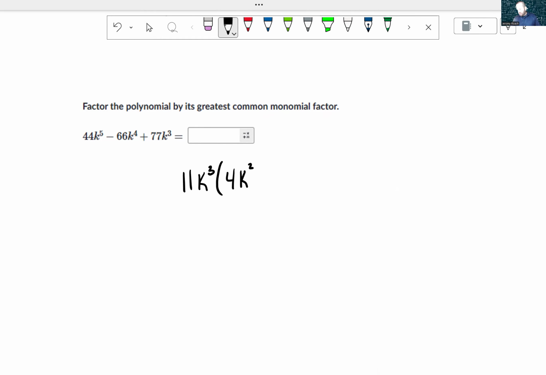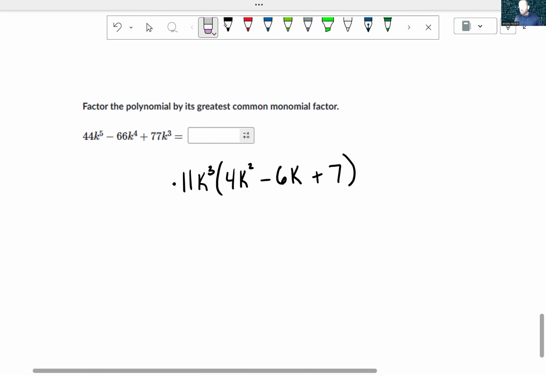squared minus 6k plus 7. And again, we can check this part and see if there's anything more that we could factor out. If there was anything more that we could factor out, we would put it here and multiply it by this amount that we've already factored out. But there isn't anything else we can factor. The greatest number or value that we can divide all three of these new values by is now just 1. So we don't really write the 1 there because that doesn't change our 11k cubed answer.